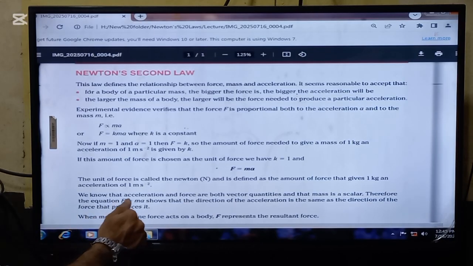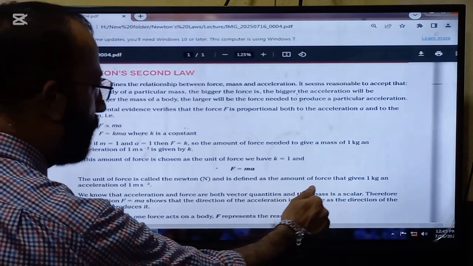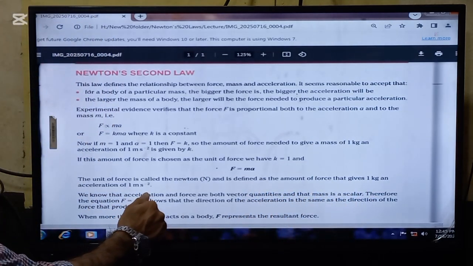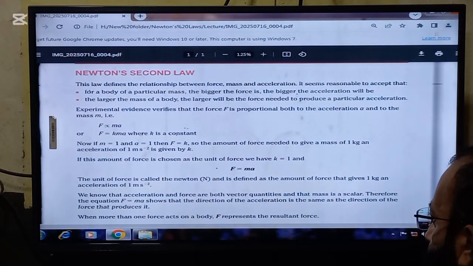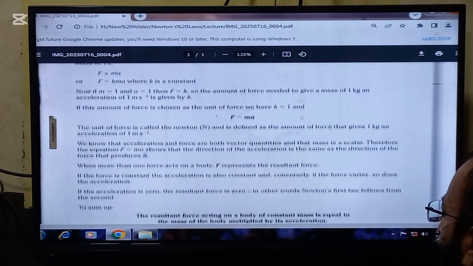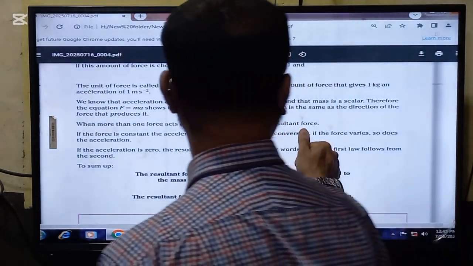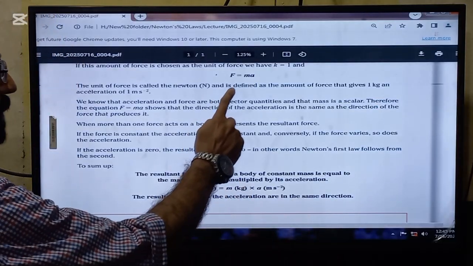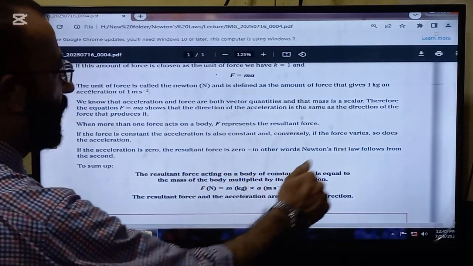The unit of force is called the Newton and is defined as the amount of force that gives 1 kg an acceleration of 1 meter per second square. We know that acceleration and force are both vector quantities and that mass is scalar. So mass is scalar, but force and acceleration are vector quantities.